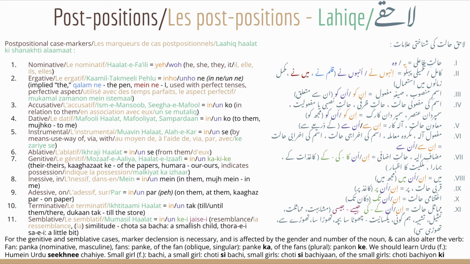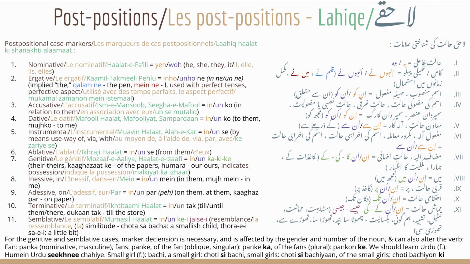Then inessive, so that means like in. There isn't a word for inessive in Urdu, so it's just me. So in me or unme, so mujme is inside of me. Adjective, which is on, same, there isn't a word in Urdu for this. So in par or unpar.